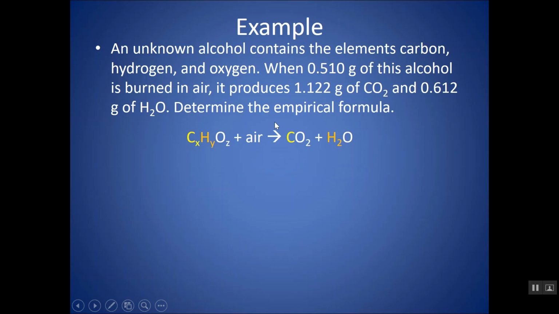So let's look at the premise here. Take a moment, read the example. An unknown alcohol contains the elements carbon, hydrogen, and oxygen. So I wrote the formula like this. There's hydrogen, carbon, and oxygen. I'm not sure of their ratios, so I just put X, Y, and Z.